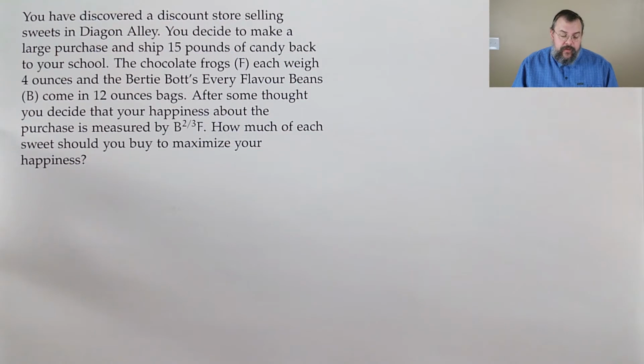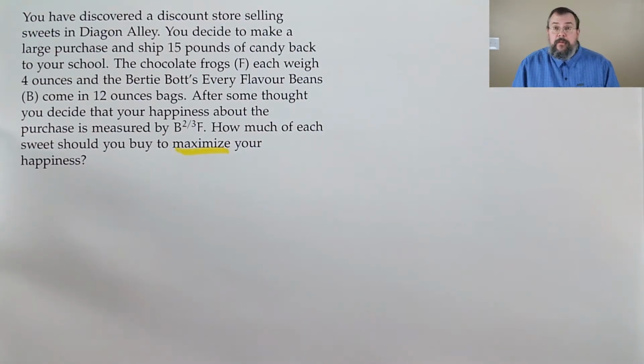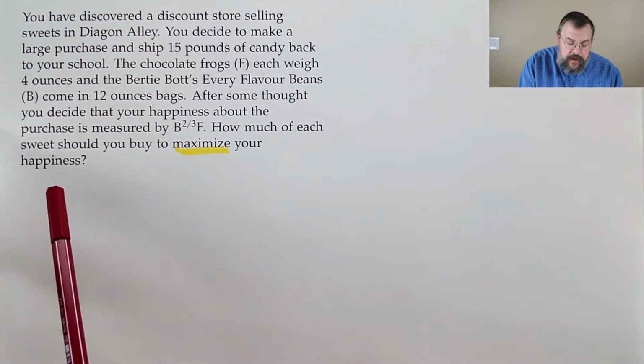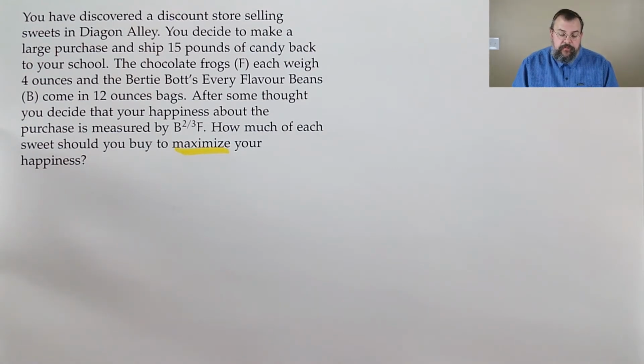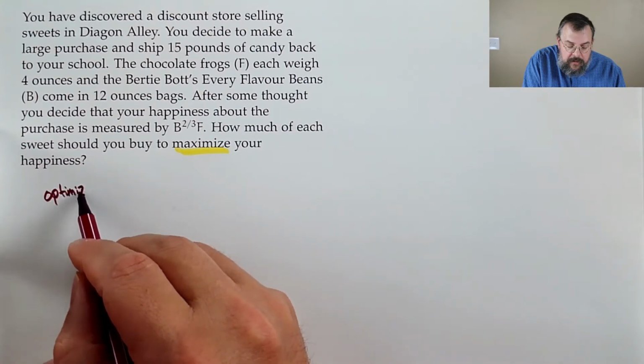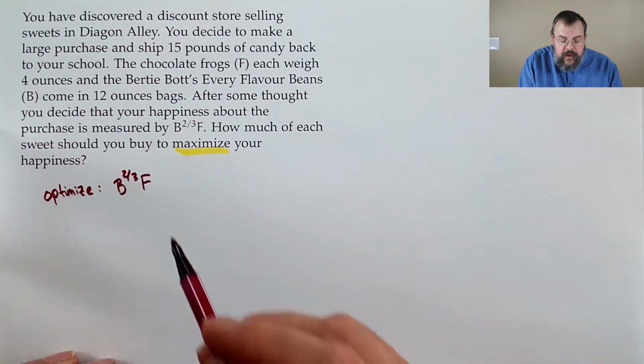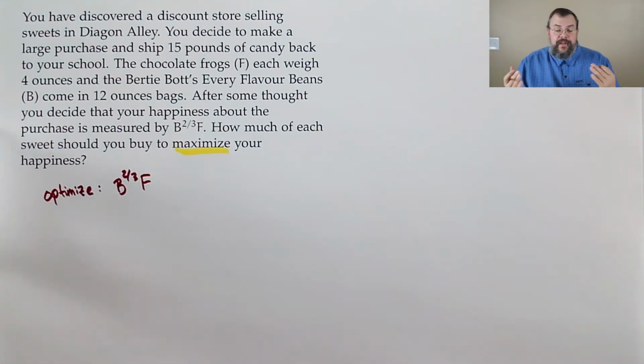Okay, so we can see it's an optimization problem. It comes right here. It's the maximize. That's what gives away it's an optimization problem. And now the real question, okay, what are we doing? Well, we need to figure out how many frogs and how many beans we need to buy. That's our goal. So, well, we can start by noting we want to optimize B to the 2/3 times F. Now, the problem here is there's two things, B and F. We really need to get down to one. So either just B or just F.